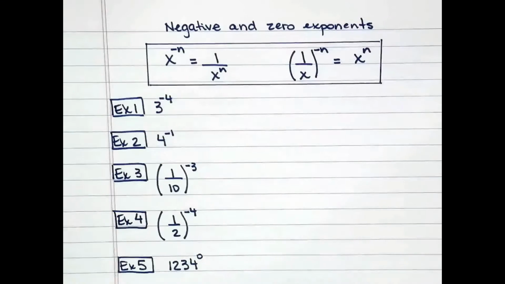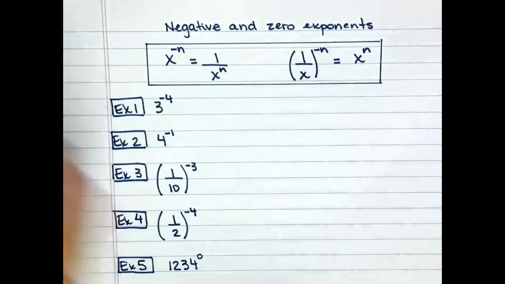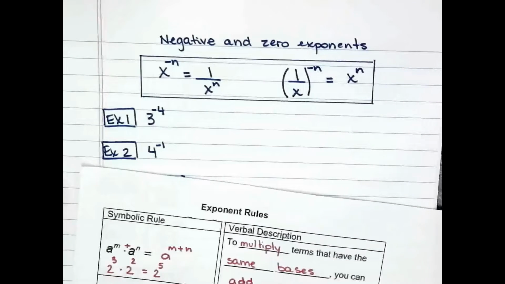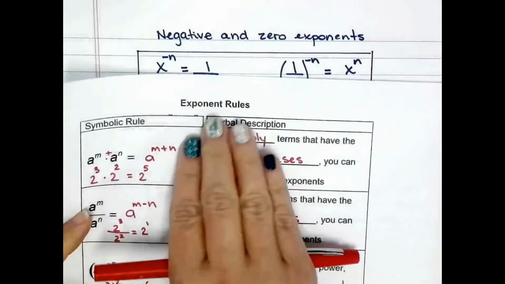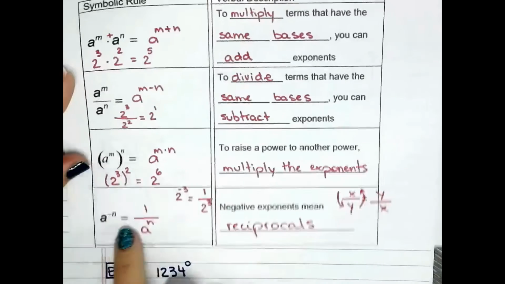Again, here we are. This time we have negative and zero exponents. So what does all of this mean? That's too much stuff. I don't know what any of this means, it doesn't mean anything to me. I'm just going to go away and never mind. Just kidding. Okay.